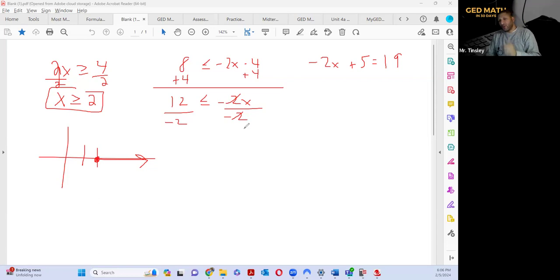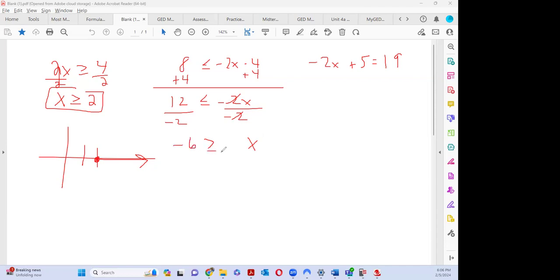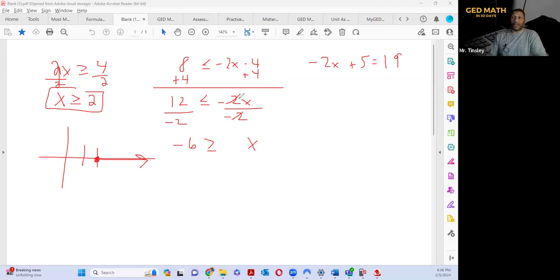This is where inequality is different. So I bring that x down. If you multiply or divide by a negative, you have to flip the inequality. Because we divided by negative 2, we flipped the inequality. Less than or equal to becomes greater than or equal to.